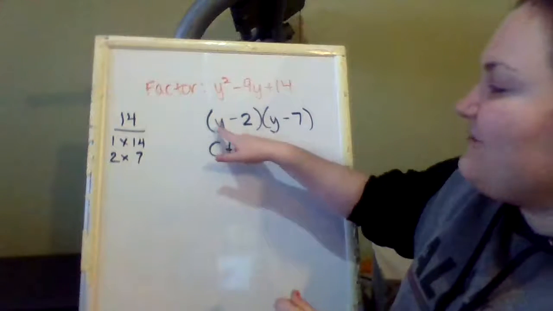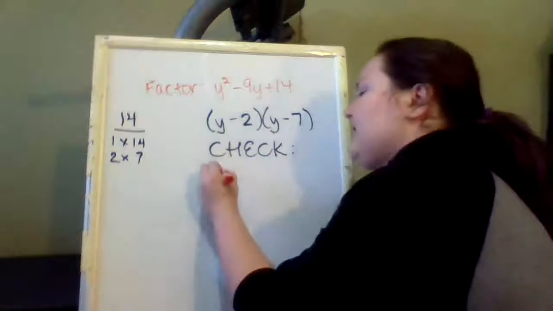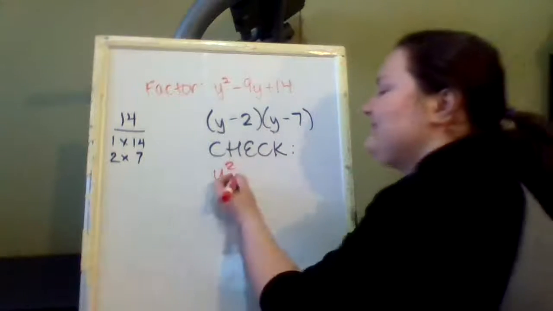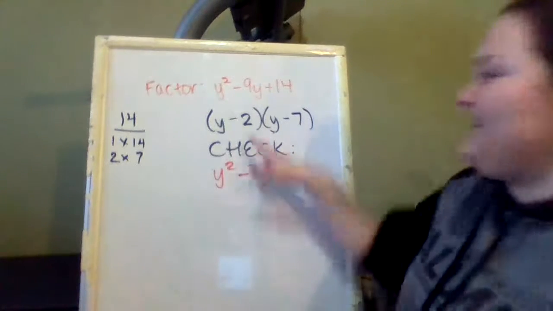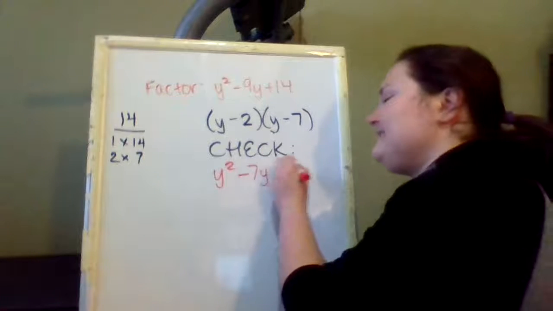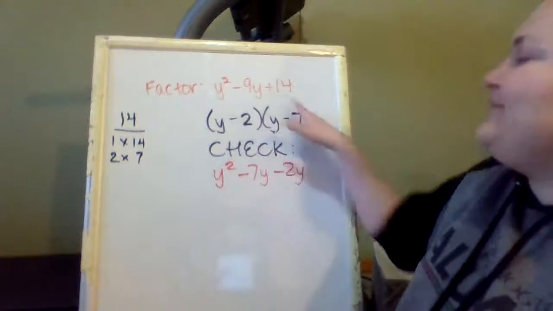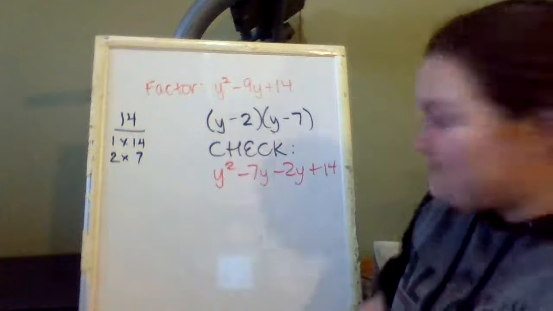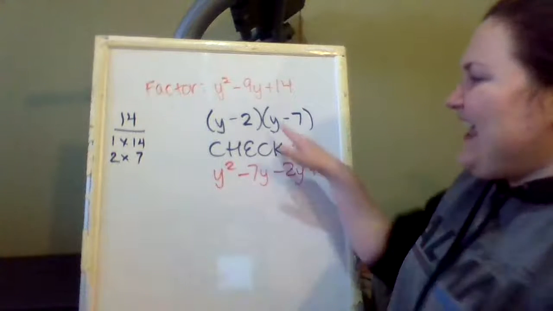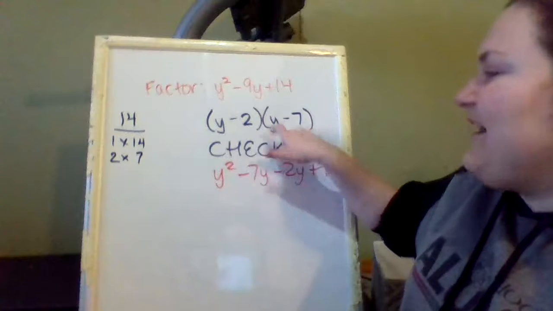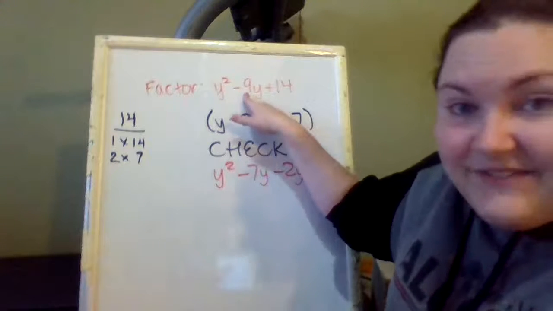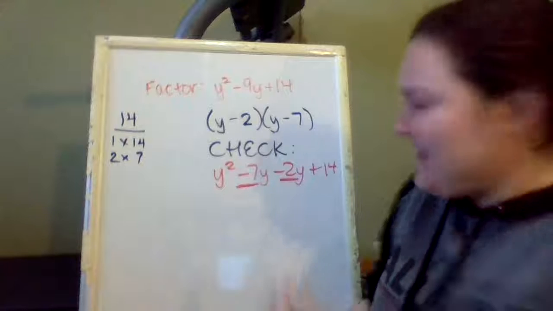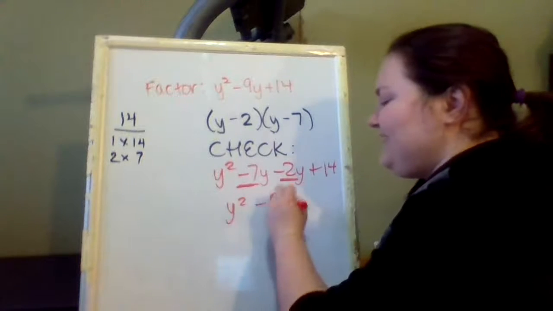If I were to multiply this out, we could say y times y gives us y squared. Y times the negative 7 gives us negative 7y. Negative 2 times y, negative 2y, negative 2 times negative 7, plus 14. And then our last step would be to combine these two. Kind of goes back to why we're looking for a pair of numbers that can combine to give you negative 9, because in this step right here, they're going to combine together to give you negative 9y.